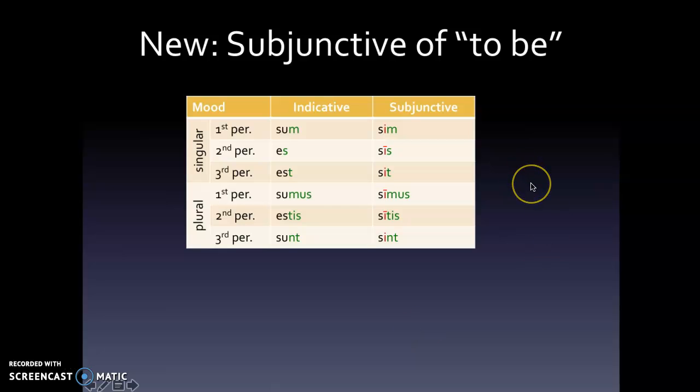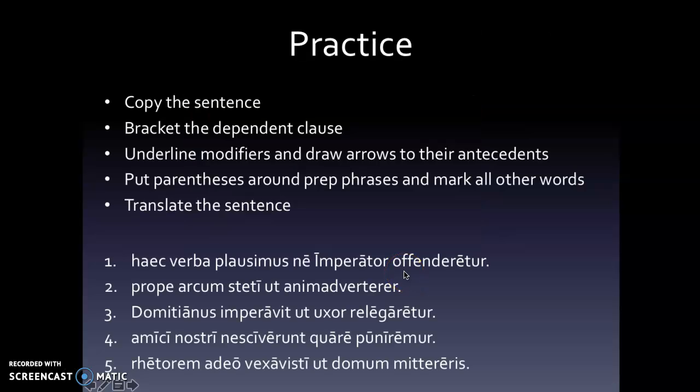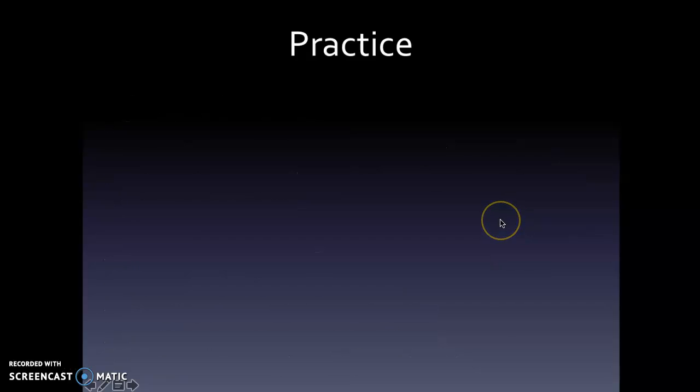And then we have our irregular verb to be. Sum, es, est, sumus, estis, sunt; sim, sis, sit, simus, sitis, sint. All right, let's do some practice. Copy down these sentences, bracket your dependent clause, underline any modifiers and draw arrows to their antecedents, put parentheses around prep phrases, mark as many of the words as you can, and translate the sentence.